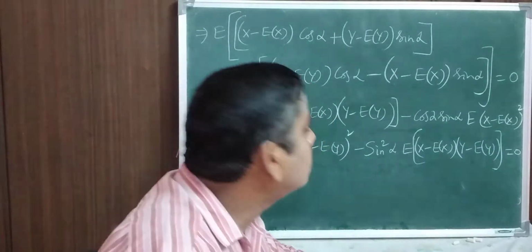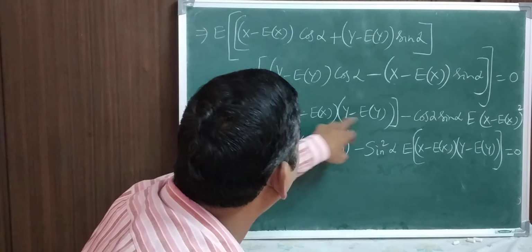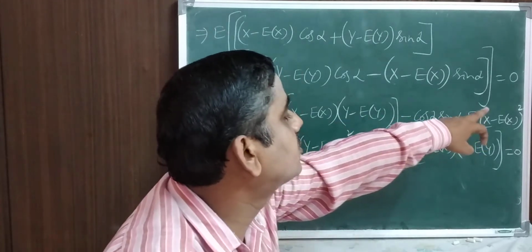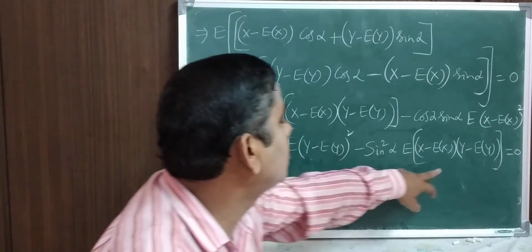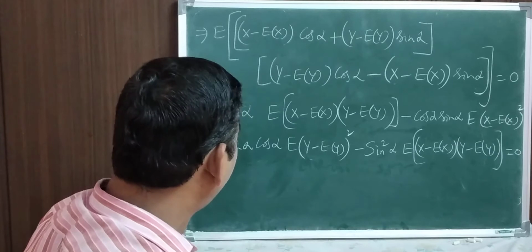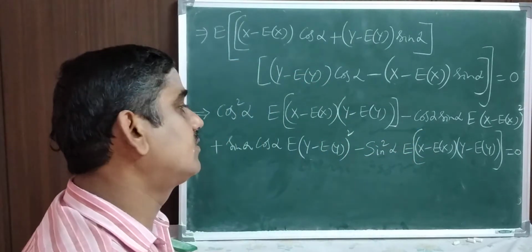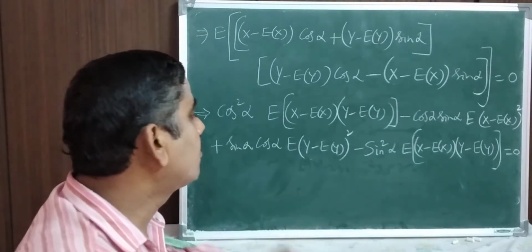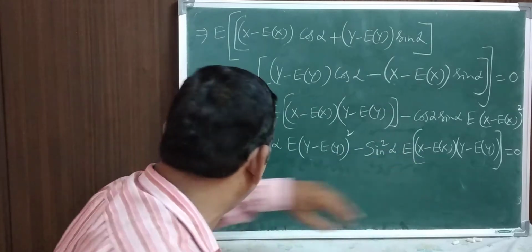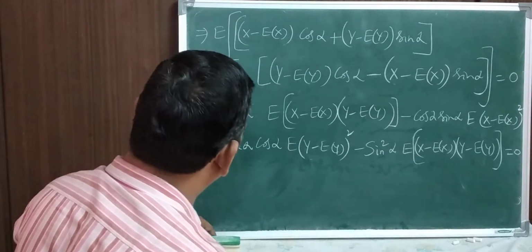So now we have two types of terms: expectation of x minus expectation of x into y minus expectation of y, and expectation of x minus expectation of x whole square. That is a formula, and this is also a formula. We have the particular terms cos square alpha, sin square alpha, cos alpha sin alpha. Now we can take the common, and here we can take common as covariance, right?